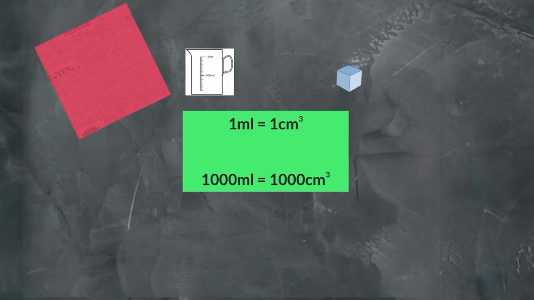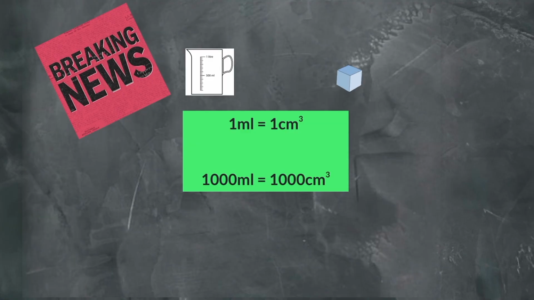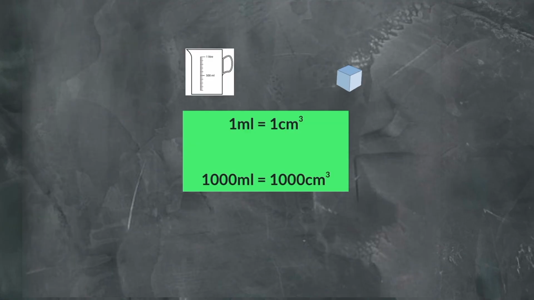Another worthwhile conversion to understand is that 1 millilitre is the same as 1 centimetre cubed. So for example, if I had 1 millilitre of liquid in my jug and I poured it into this little cube, it would fill the cube perfectly. The same can be said for 1,000 millilitres. That would obviously be the same as 1,000 centimetres cubed.